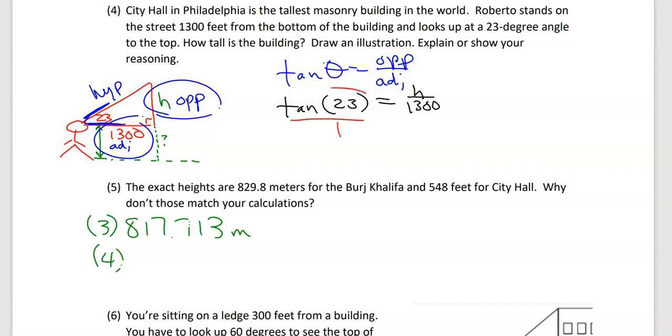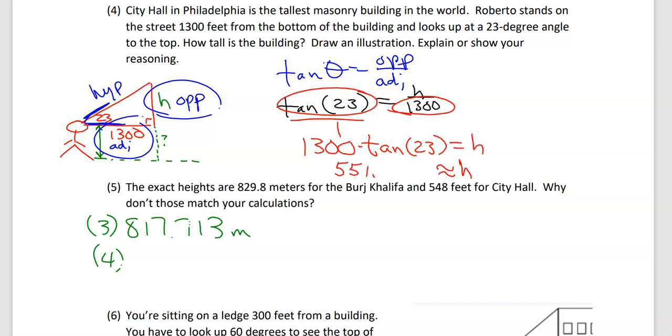Again, since we're solving for length, we cross multiply, so it's 1,300 times the tangent of 23 degrees is equal to 1 times h, which is h. So 1,300 times the tangent of 23 degrees is 551.817 feet.